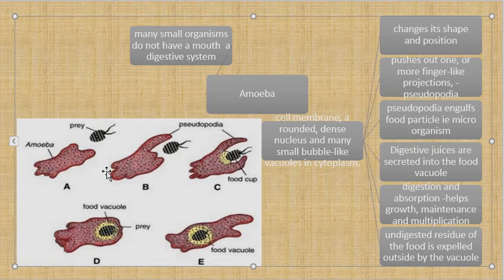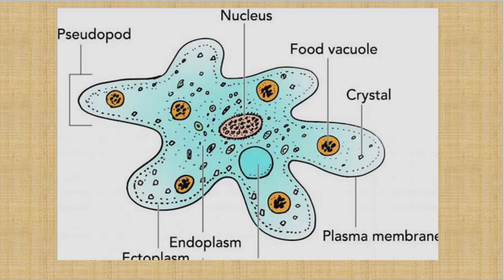What does amoeba look like? Amoeba has a cell membrane, a rounded cell membrane. They have a dense nucleus in between and a small bubble-like vacuole for digestion of food. And all this is present in something called cytoplasm, a liquid-like thing which is covered by the membrane in the cell. So going back to understand amoeba better, these are the pseudopods of the amoeba.